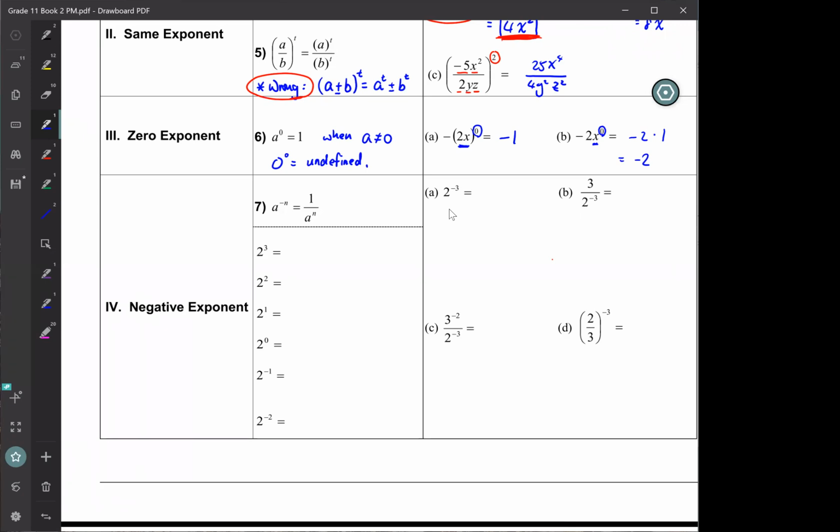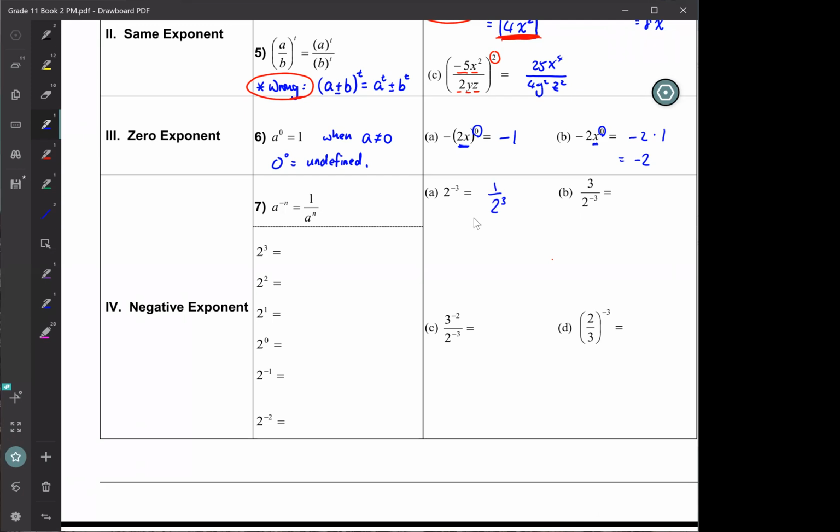Like 2 to the negative 3, what do we do? Harry? You put 1 over 2 to the power of 3. Okay, very good. So it turns into a fraction. So let's understand why this rule is there, why we need to make it into a fraction if there's a negative exponent.